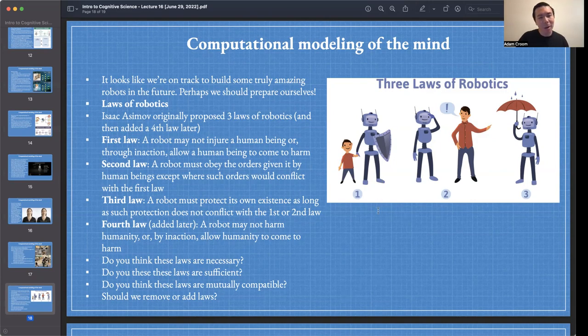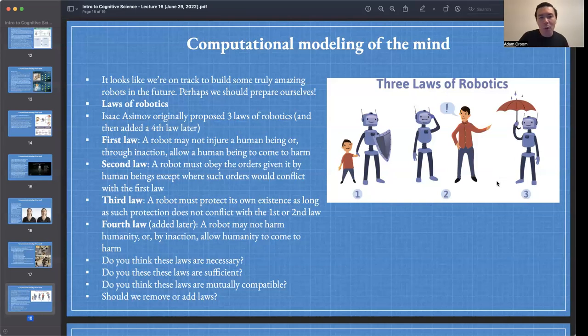The second law of robotics is that a robot must obey the orders given it by human beings, except where such orders would conflict with the first law. Okay, so that's here. And then the third law of robotics is that a robot must protect its own existence as long as such protection does not conflict with the first or second law. Okay, and we see here, the robot's protecting itself from the rain.